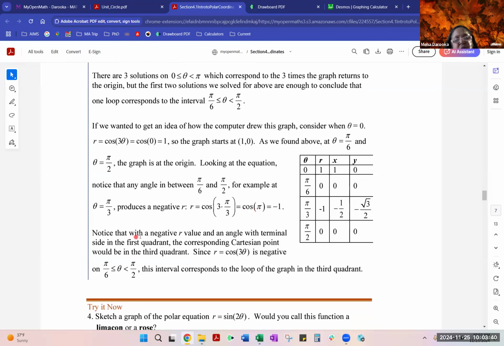They're just saying to notice that with the negative r value and an angle with terminal side in the first quadrant, your corresponding Cartesian point would actually end up in the third quadrant. So you can see the comparison between where your theta is, where the r value is, and the corresponding x and y values, if we put this on a rectangular plane. You will see how for these angles here where your r value was negative, you are actually ending up in the third quadrant, because the third quadrant is where both your x and y values are negative. That's an interesting thing that happens with this function.